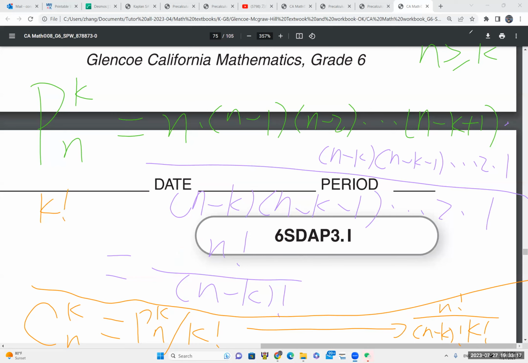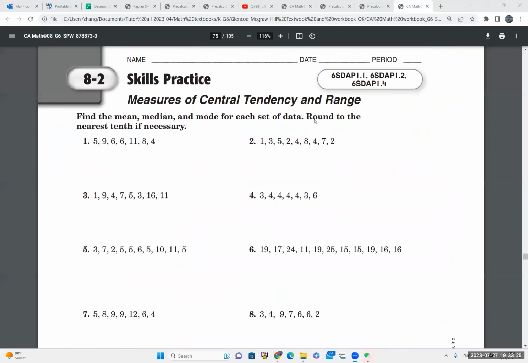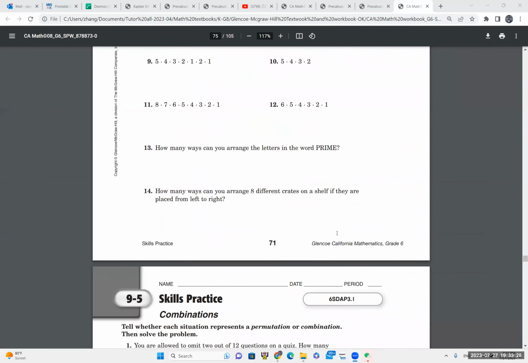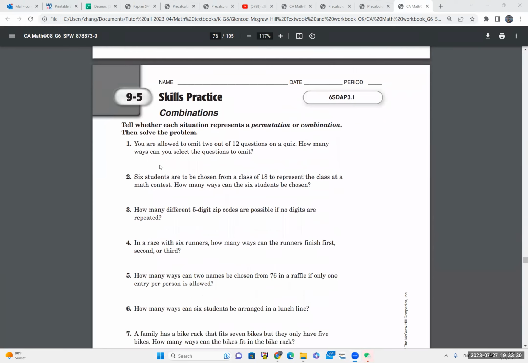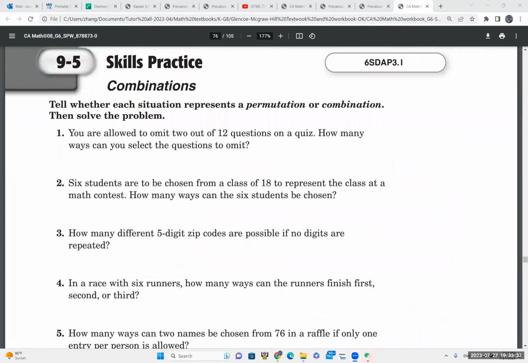Okay, please screenshot this. Okay, I'm done. Then if you go to this book, you'll see they let you decide whether the case is permutation or combination. Permutation means the order makes sense, right? Combination means the order doesn't matter.